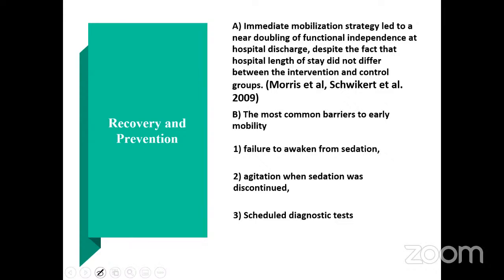So what are the common barriers to early mobility? Failure to awaken from sedation. The first step is that sedation should be less. But the problem is, if you stop sedation, agitation can occur. And sometimes it so happens the patients will be sent for diagnostic tests, and then also there will be a delay in ambulation.